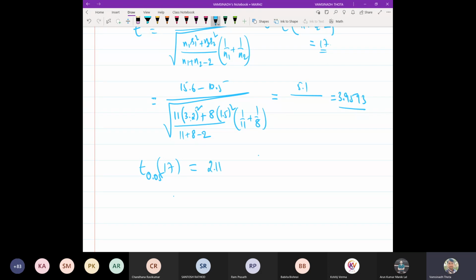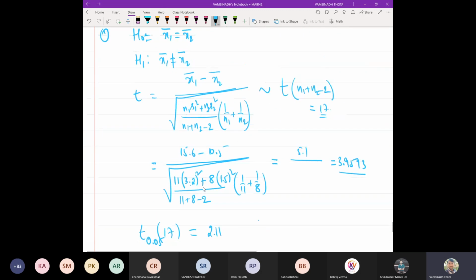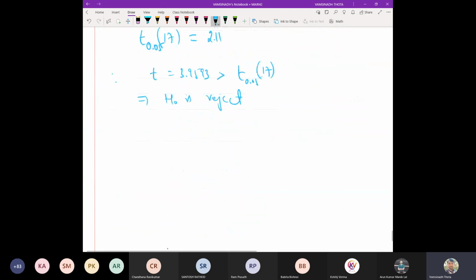As you can see here, since the calculated value 3.9593 is bigger than the t with 17 degrees of freedom at 5% level of significance, H naught is rejected. H naught is rejected means what is your conclusion? The conclusion is there is a significant difference between the two sample means at 5% level of significance. Okay.